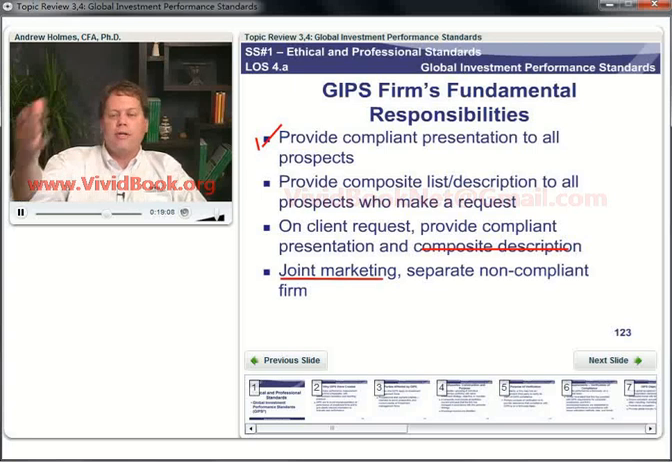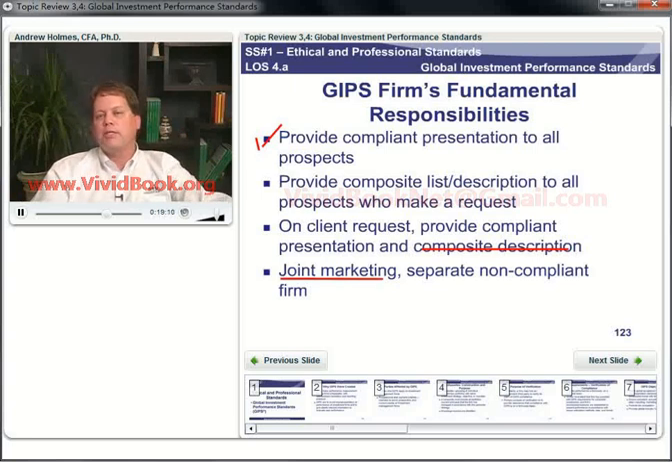But nonetheless, okay, what about joint marketing? So you're doing everything you're supposed to do. You're GIPS compliant. You've got your compliance statement on there. You're very proud of that, but you're doing joint marketing with a non-compliant firm. Well, then what do you have to do? It is your responsibility as the GIPS compliant firm to make sure that you separate compliant and non-compliant firm data. So we've got to separate out the reports from the non-compliant firm if we're going to engage in joint marketing efforts.